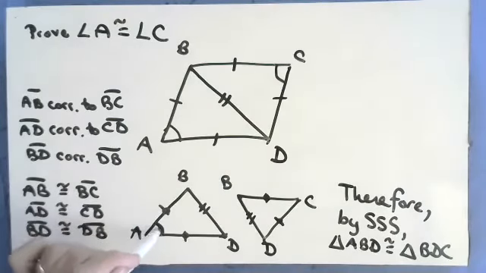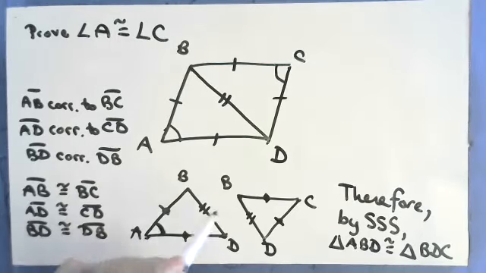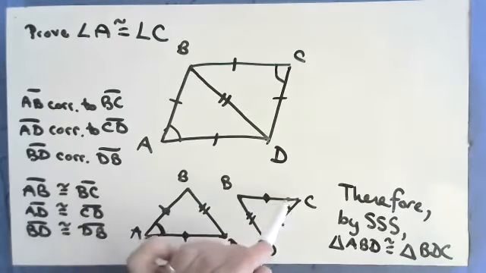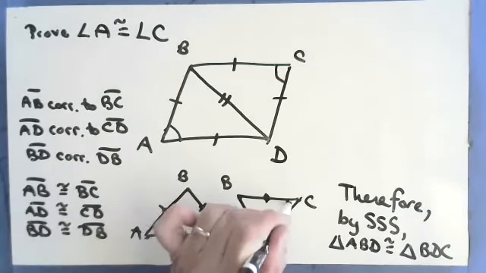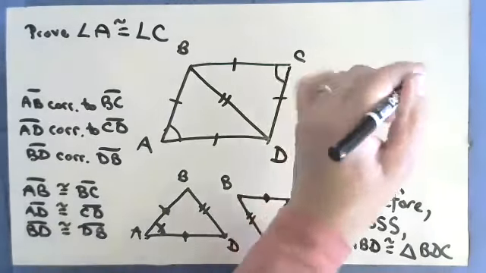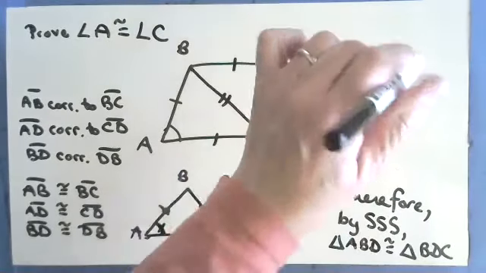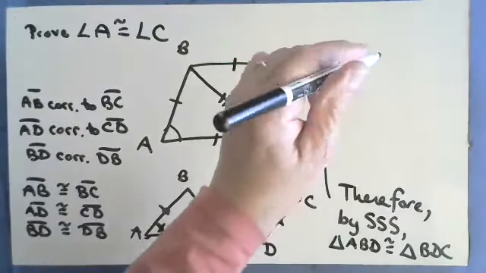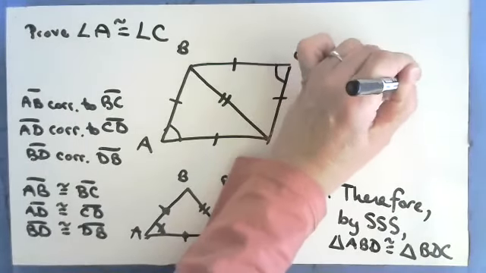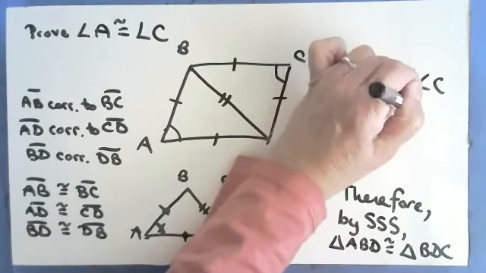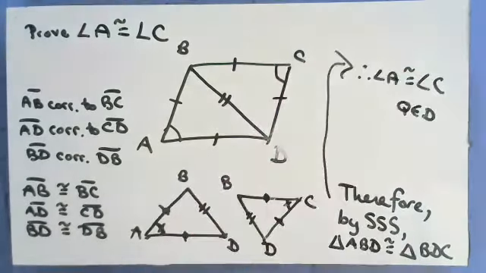A is this angle. It's between BA and DA. C is between CB and CD. These are corresponding angles, so we know that they are congruent. So sorry I didn't write that up here. I should have, to make my logic nice and even. But then I can say, therefore, angle A is congruent to angle C, QED. We have proven what we've set out to prove.